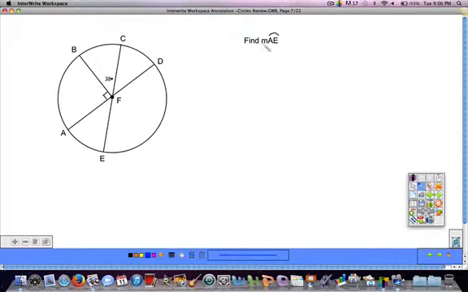All right, we want to find the measure of arc AE. Now, that's a minor arc. It's the little one. AE is right here. It's not AE all the way this way. Okay? If it's named with 2 letters, it's a minor arc.